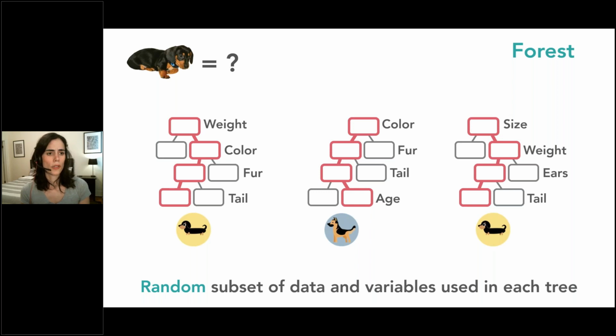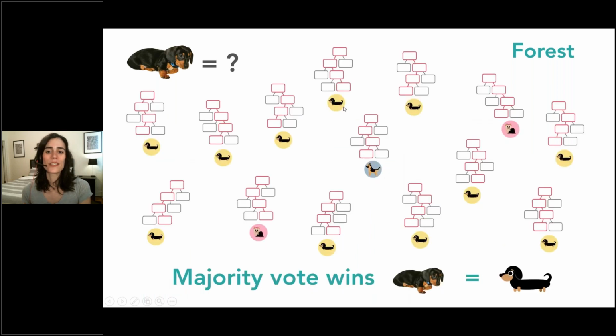You can see the tree on the left got weight, color, fur, and tail, and it correctly identified the new dog as a dachshund. The tree in the middle, however, got color, fur, tail, and age, and it incorrectly identified the dog as a German Shepherd. But in the end, the majority vote wins, and the forest correctly predicted the new dog's breed as dachshund.